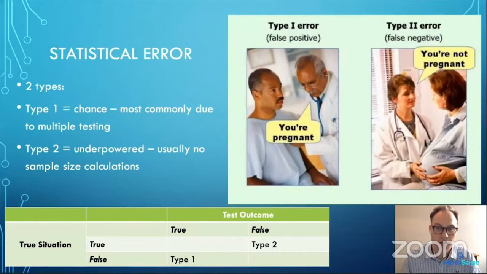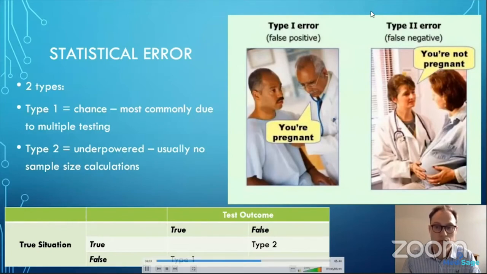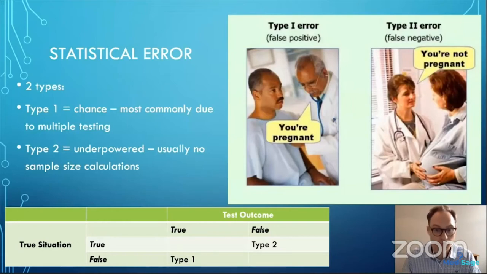Statistical error is common and is often not discussed in papers. There are two types, one and two. One, or a false positive, is due to chance. If you do 20 tests, statistically, at least one will be significant, regardless of whether it is true or not. This is why we correct for multiple testing. Two, or a false negative, is due to a study being underpowered to detect a difference between two comparators. To counteract this, we perform sample size calculations.